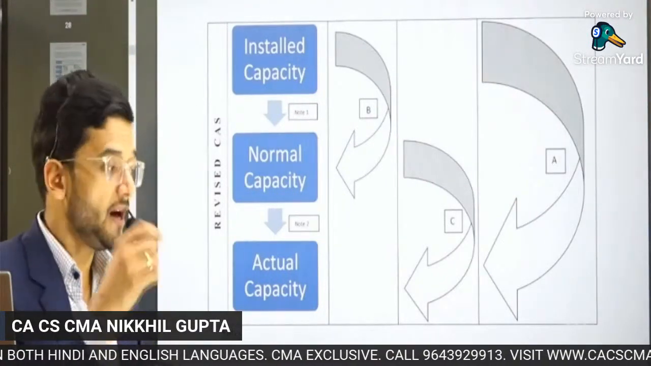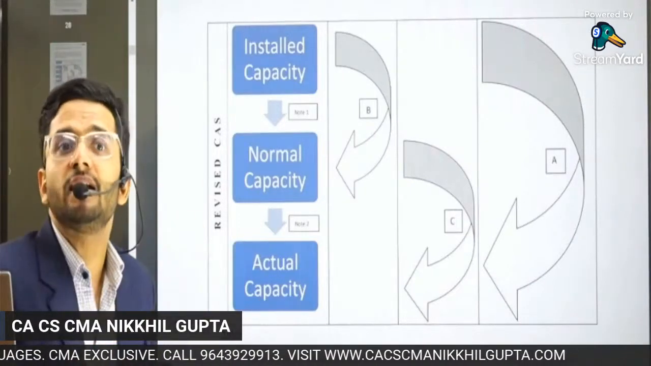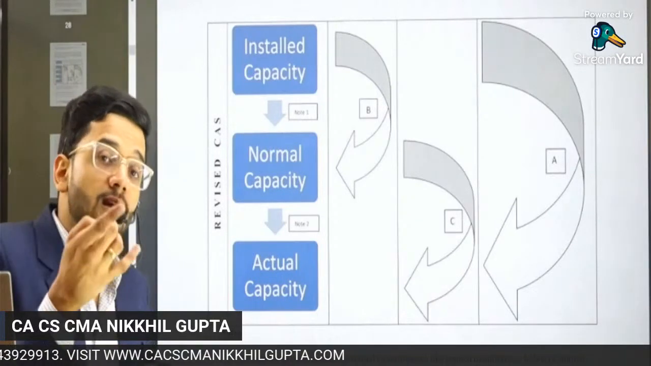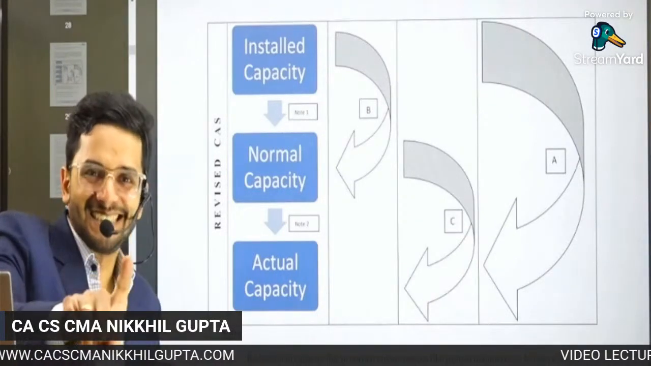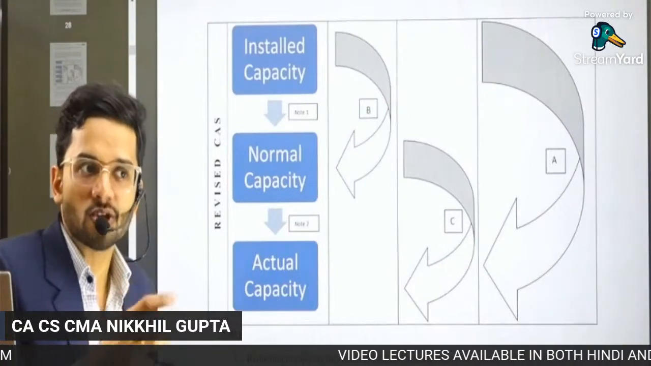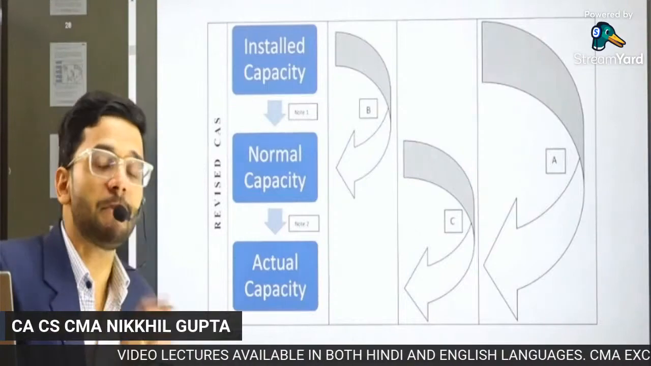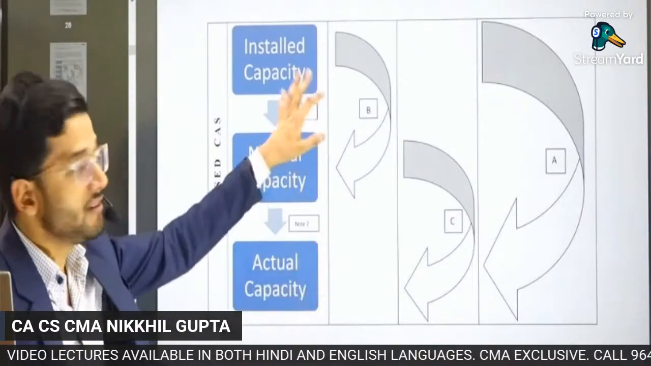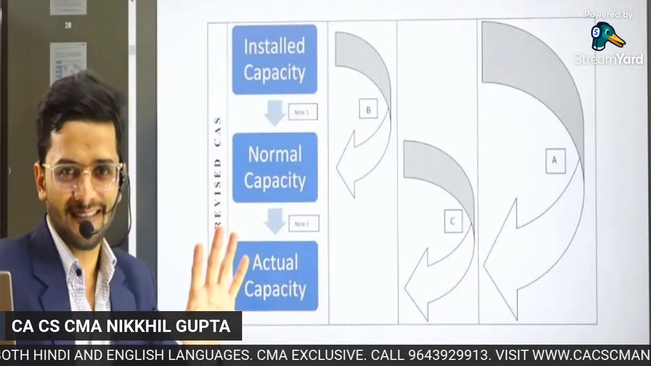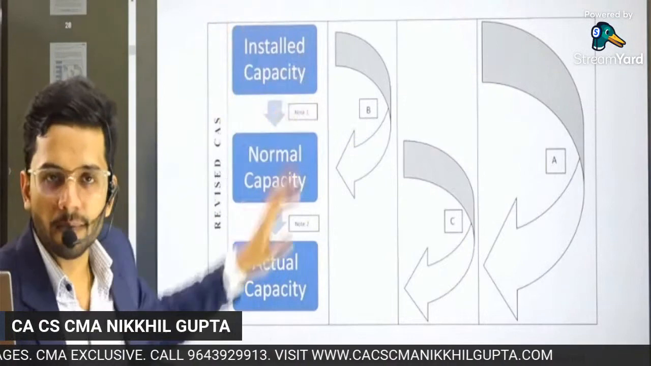But when I make use of this camera for 8 hours, sometimes it gets heated up. Yes, it gets heated up. So installed capacity is not practical. Installed capacity is, on a hypothetical, assumption basis, if we make use of this plant machinery 24/7, what will be the capacity? Generally, it is not achievable. It is not practical. Sometimes it can be. So that is the first capacity which we need to compute.